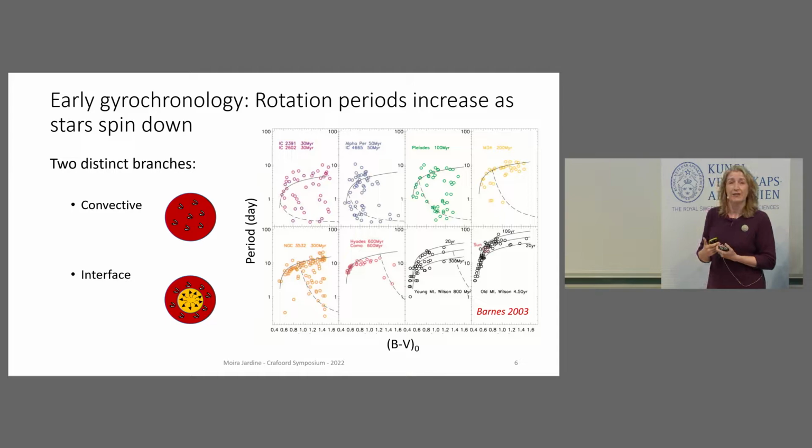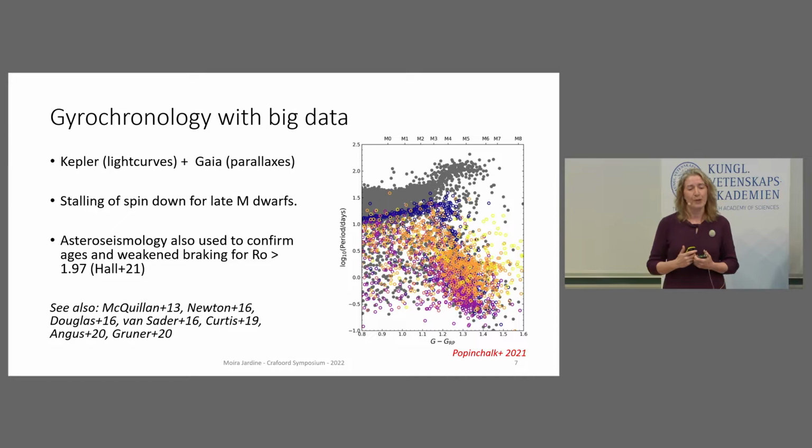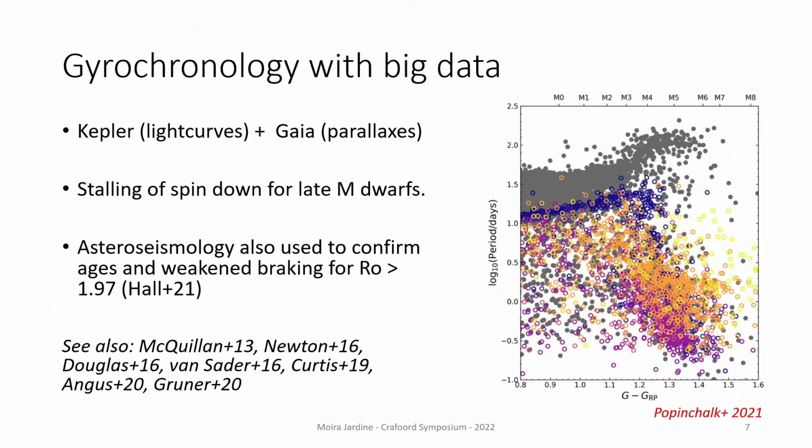Well, let's move forward a little bit in time. We now live in the age of big data. We have many, many more observations. I've only picked one here. I could have picked many. I have a list of many of the other papers at the bottom. This is a similar plot. It's rotation rate on this axis, so slow stars are at the top, against another color.